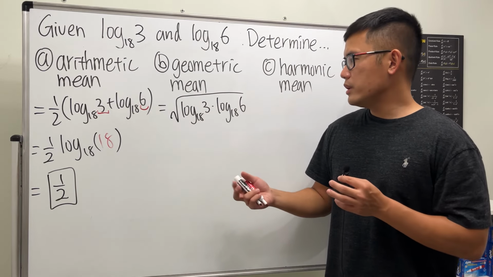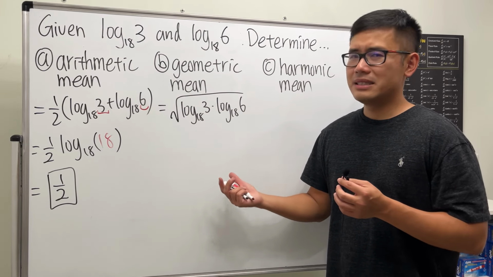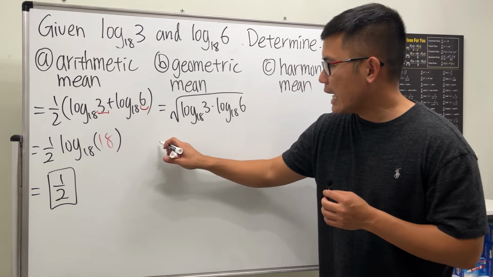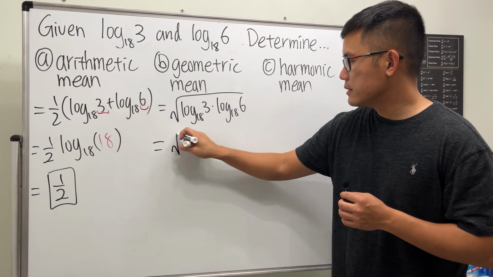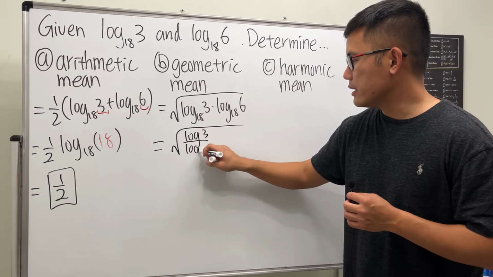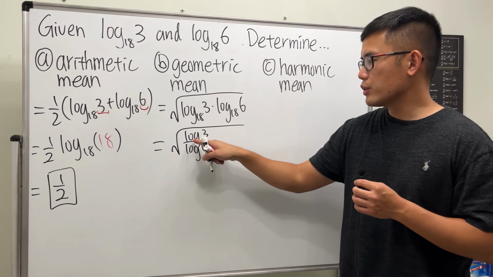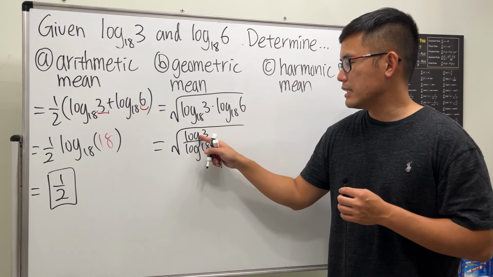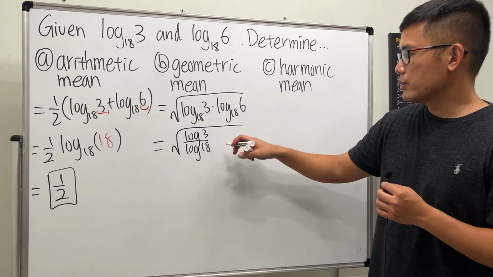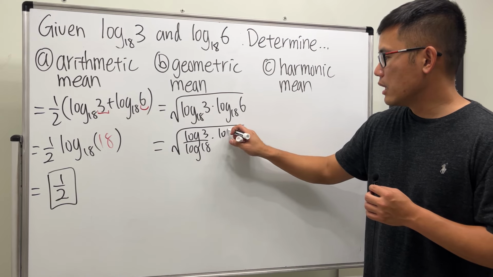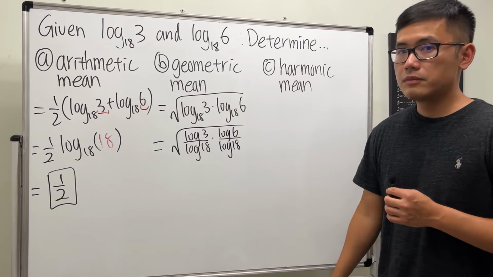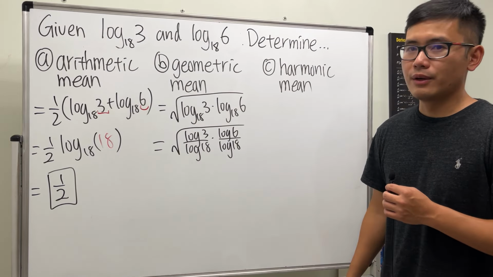Unfortunately for this right here, we can't really do anything nicely. We can use the change of base formula. That's about all, so let's go ahead and do that. And that is to write this as log of 3 over log of 18. And of course, you can also use natural log or log base 7, as long as this and that are the same, that will be okay. And let's also do the same thing right here, which is just log of 6 over log of 18. Okay? And then what do we do next though?